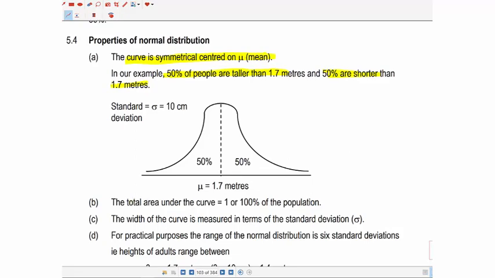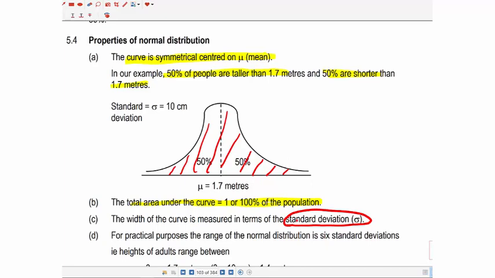The total area under the curve will represent 100% of the population. So what we mean by that is that everything underneath the bell-shaped curve will represent all data items. So in other words, 100% of the population will fall under the curve. The width of the curve is measured in terms of standard deviation.